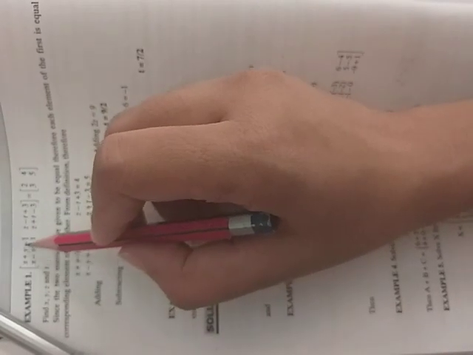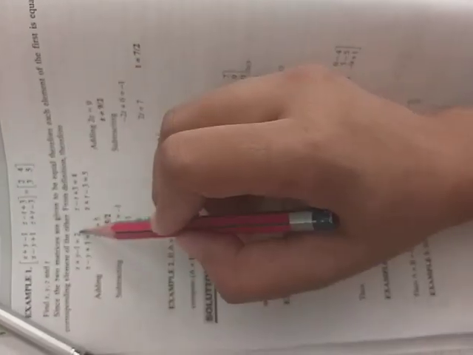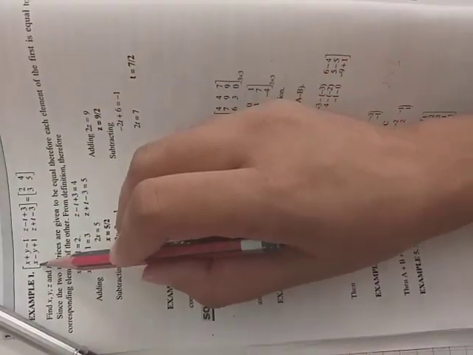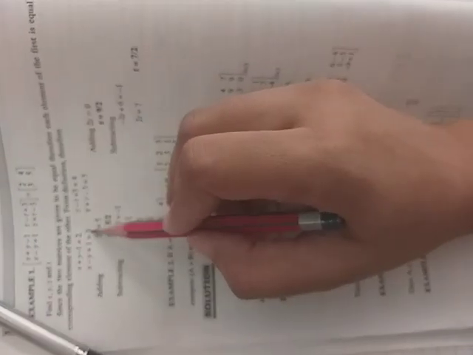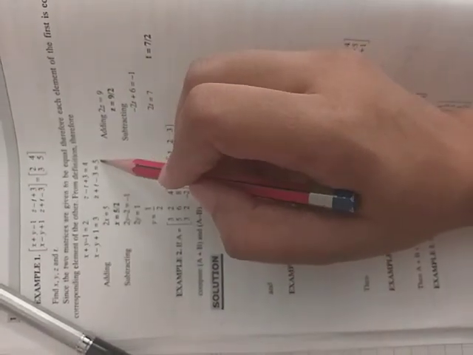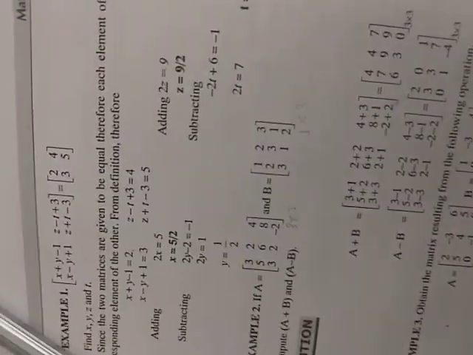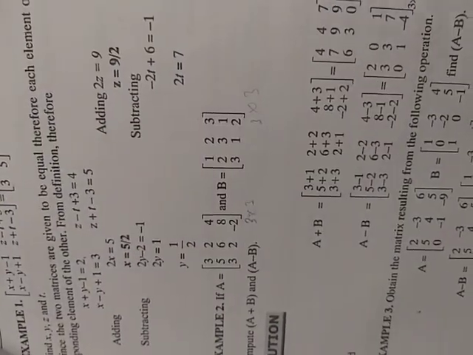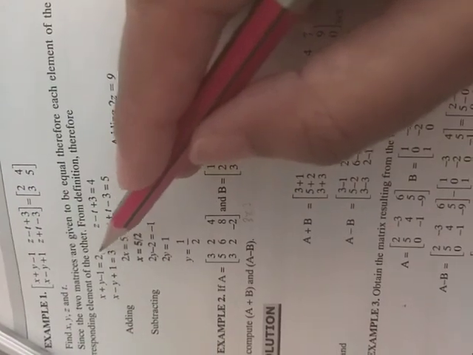That means x plus y minus 1 should be equal to 2. Z minus t plus 3 should be equal to 4. X minus y plus 1 should be equal to 3. Z plus t minus 3 should be equal to 5. So we have got 4 equations. Now from these two, you can write x plus y is equal to 3, x minus y is equal to 2.